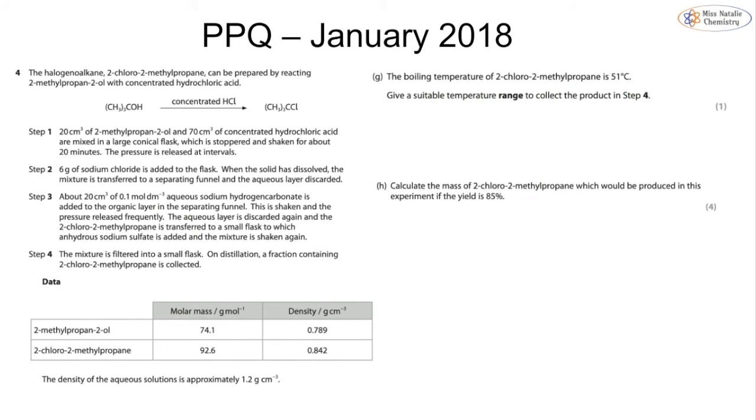Part G is then looking for a suitable range to collect the product in step 4, so during our distillation. We're saying that the boiling temperature of 2-chloro-2-methylpropane is 51 degrees. So we want to have any close range that covers 51. So the easy answer is to have 50 degrees to 52 degrees. We want to make sure it's a very, very small range that we're going to be collecting our product between.